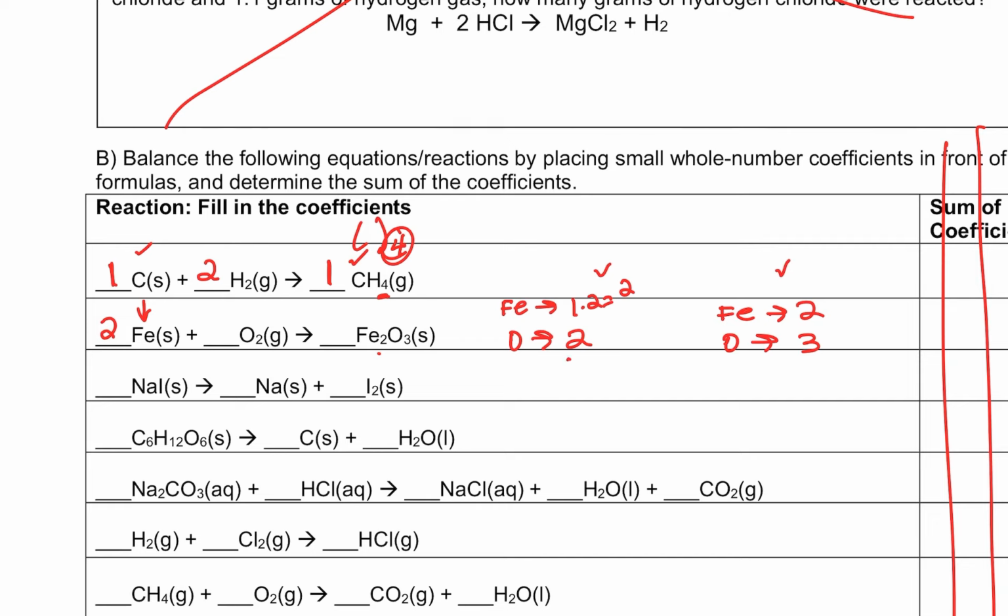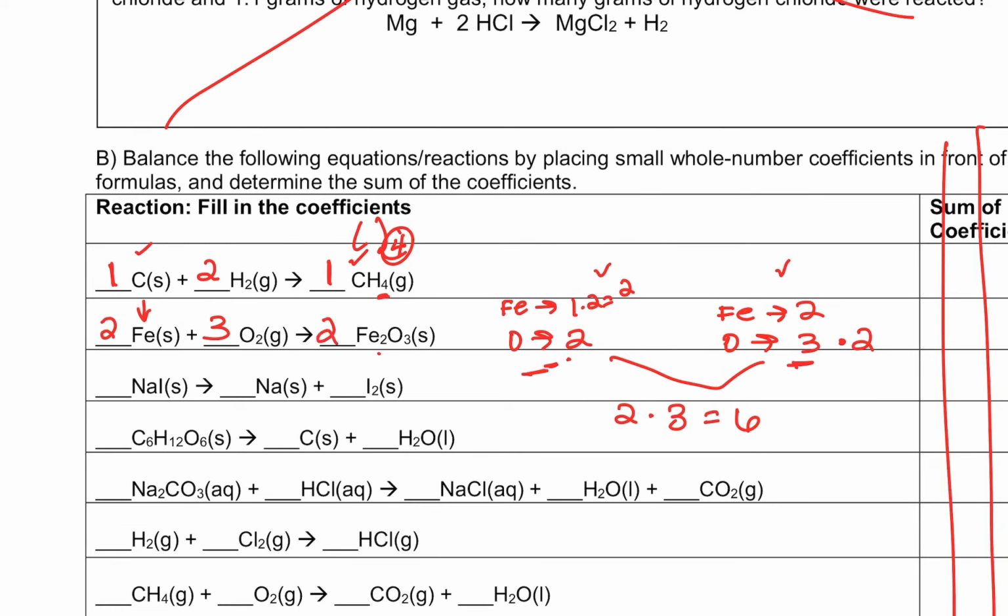But on oxygen, here I have 2 and here I have 3. So the closest number that both of them are divisible by, or they're able to divide into, would be 6. You can also do it by just multiplying the 2. So 2 times 3 is going to give me 6. So basically I have to turn this oxygen into 6 and this oxygen into 6. So we'll start on one side. 2 times 3 is going to give me 6. Okay, and then on the other side, 3 times 2 will give me 6. So here I would put a 2.